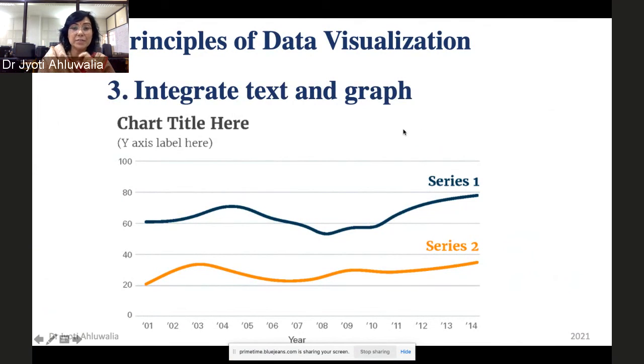The third core principle is that we should integrate text and graph. We should have a title. We should describe what's happening there: the x-axis, the y-axis, the series, the index, the color scheme. Everything should be looked at.